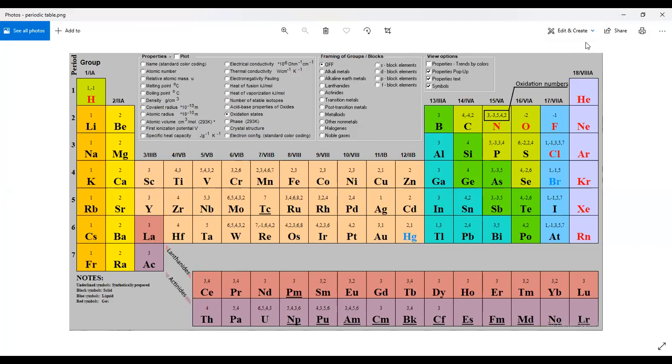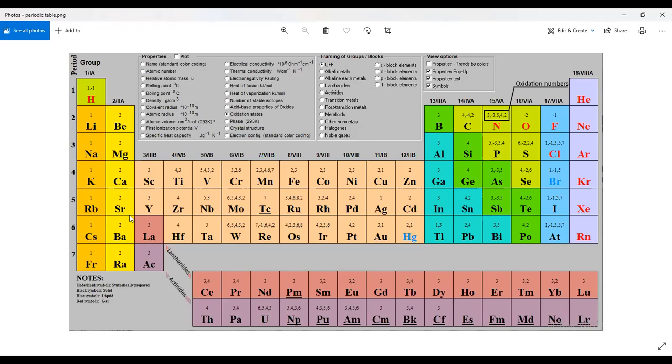Okay, thank you. Now, in the periodic table here, you could see that here in group 1A, most of the time, the elements here have an oxidation state of positive 1. Okay, hydrogen, lithium, sodium, potassium, rubidium, cesium, and francium. In here, in group 2A, you have here positive 2. So we have beryllium, magnesium, calcium, strontium, barium, and radium.